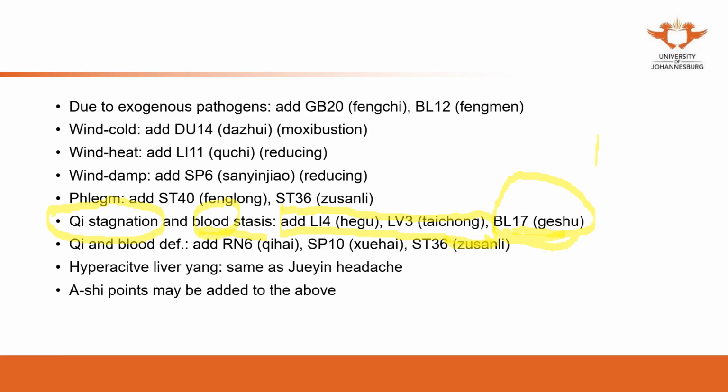Due to qi and blood deficiency, you can use ren 6, ren 12, stomach 36. That's because stomach 36 is from the source of spleen and stomach, the middle jiao. Spleen 10 due to blood deficiency. The sea of blood from the name, 血海. So it can tonify the blood.